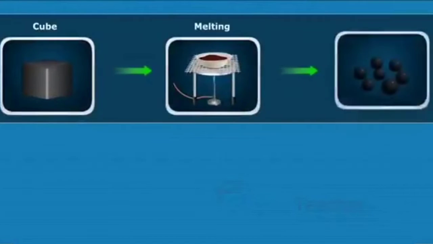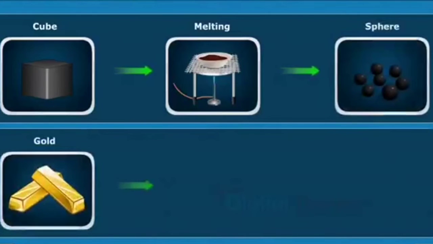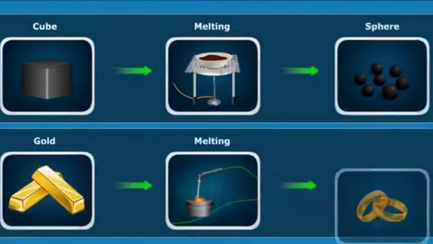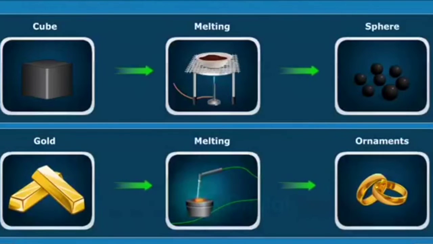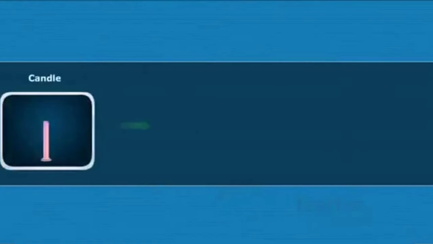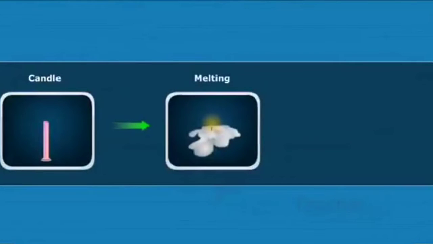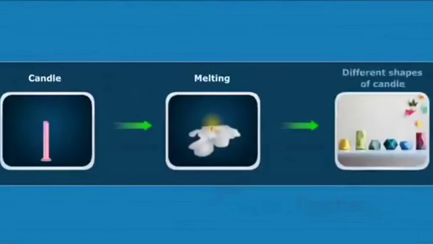In this way, there are real-time examples: when a solid cube of lead is melted, we can make spherical bullets. When gold biscuits are melted, we can make different types of ornaments. In all these examples, the shapes of solids are converted into another shape, but always the volume remains the same. Move on to the exercise questions.